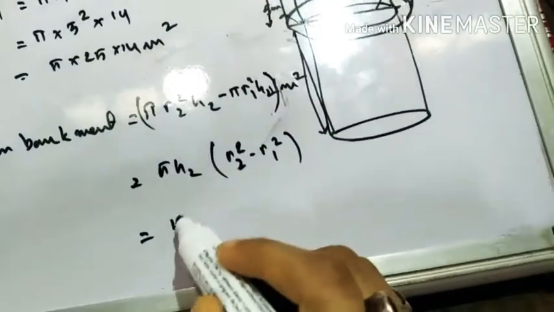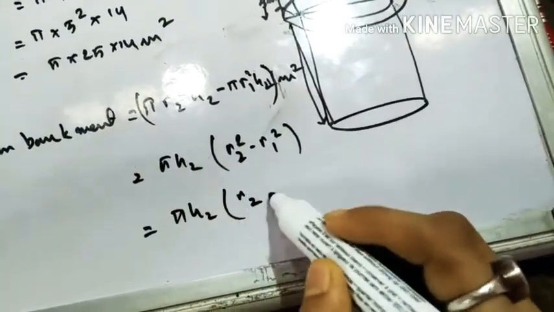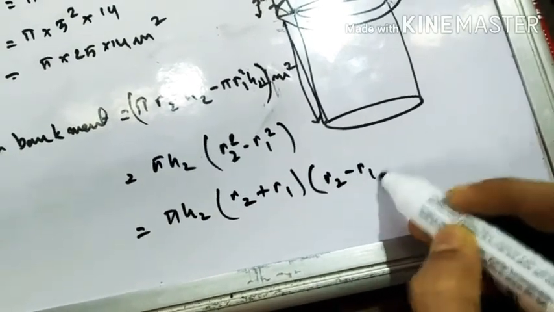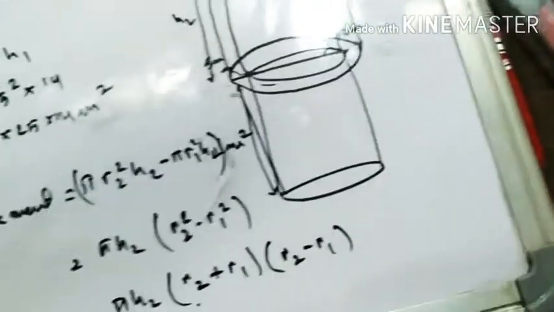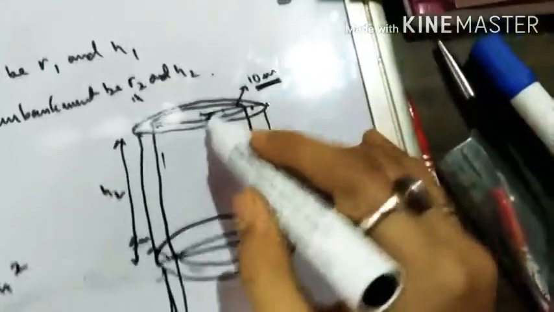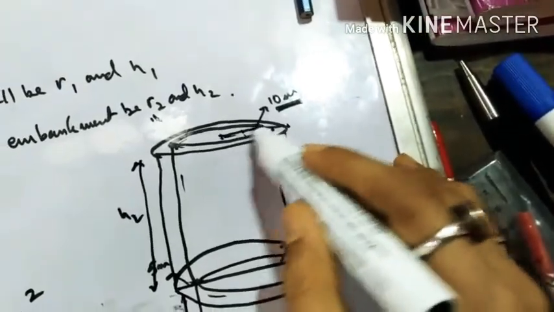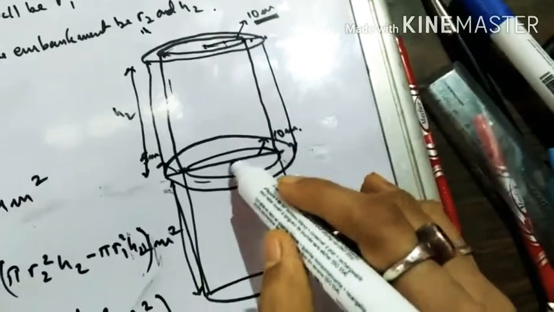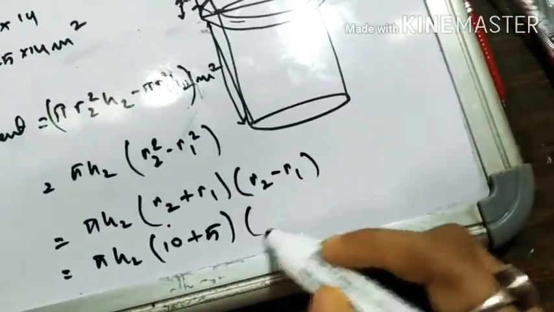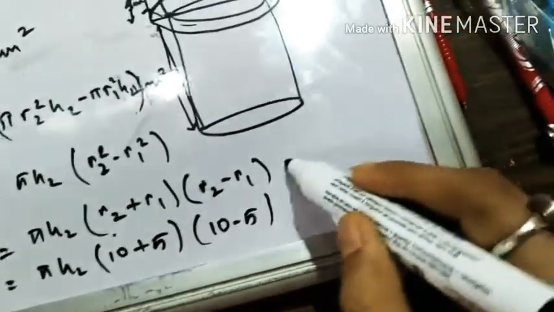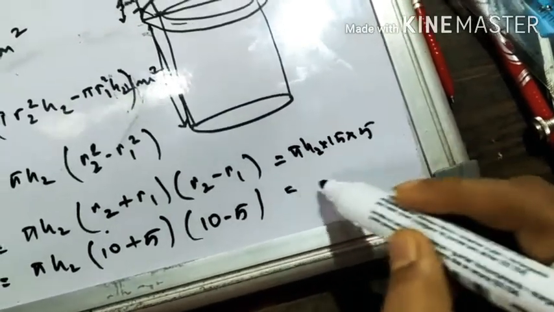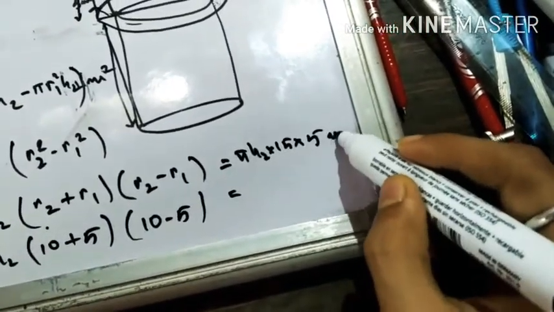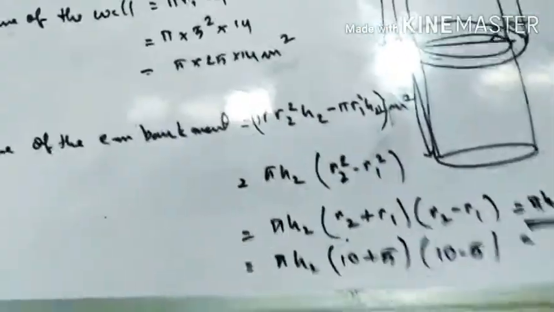So it is equal to pi H2. This is a square minus b square formula, a plus b into a minus b. This is R2, the outer radius of the embankment, which is 10. 10 plus R1, the inner radius of the embankment, and the radius of this well will be the same, which is 5. Then again 10 minus 5. So I will get pi H2 into 15 into 5 meter square. This is my volume of the embankment.